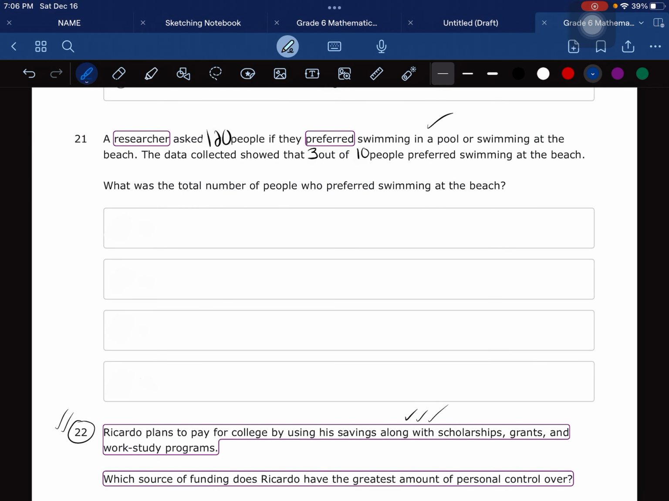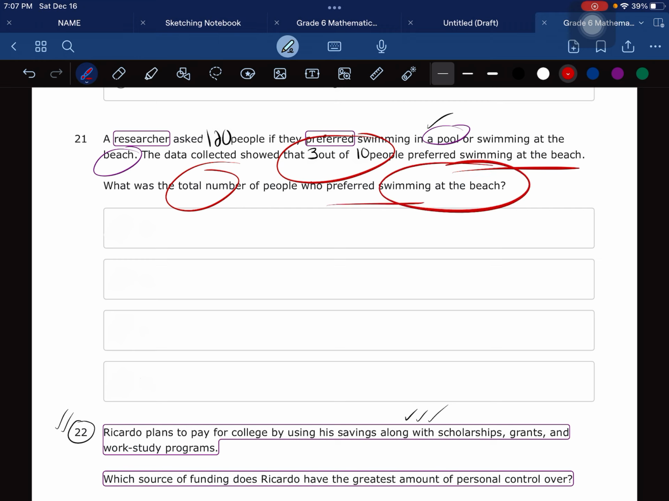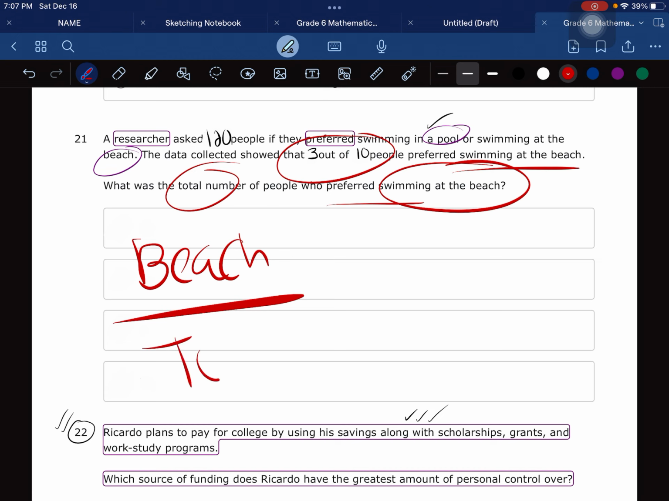21. A researcher asked 120 people if they preferred swimming in a pool or swimming at the beach. The data collected showed that 3 out of 10 people preferred swimming at the beach. What was the total number of people who preferred swimming at the beach? So right now you have two things, chicos. You have swimming at the beach. And you have the total.